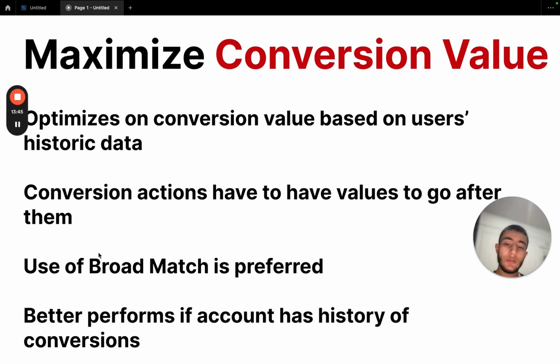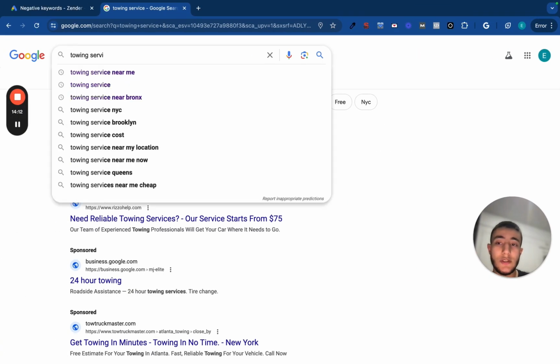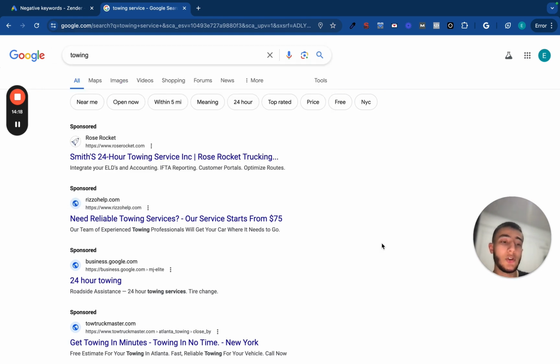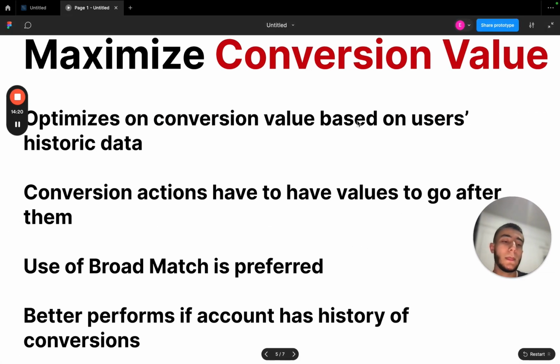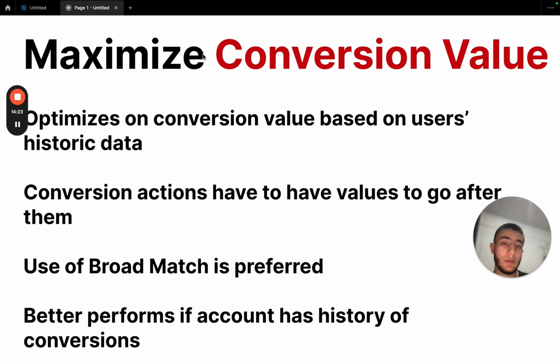So use broad match, and I try to avoid using exact match with maximize conversions and maximize conversion value, because we want to give Google the chance to go after the people it thinks are more likely to convert. And usually people search a little differently than intended. For example, I can search just "towing" instead of "towing companies near me" or "towing services near me," and still convert. So use broad match with maximize conversion value and maximize conversions.